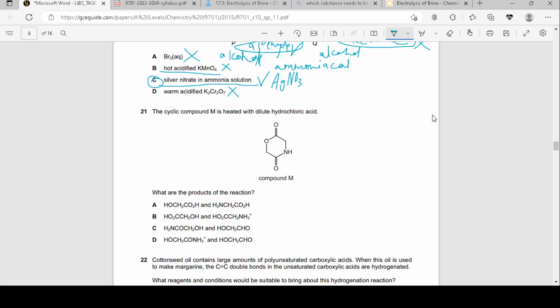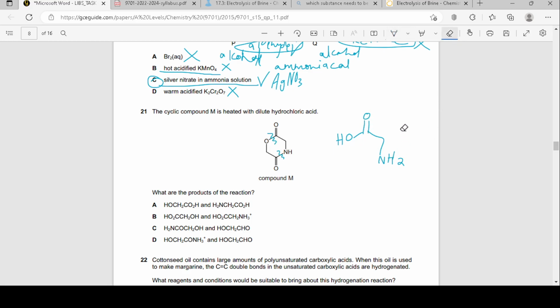So let's look at the question. Cyclic compound M is heated with dilute hydrochloric acid. What are the products of the reaction? So this bond will be broken here and this bond will be broken here. Okay, so then what happens is you get this thing. You would get NH2 first, and then this would just become OH. Okay, that's one of the products because over here you get OH added, and so that becomes COOH, and over here you get NH2.